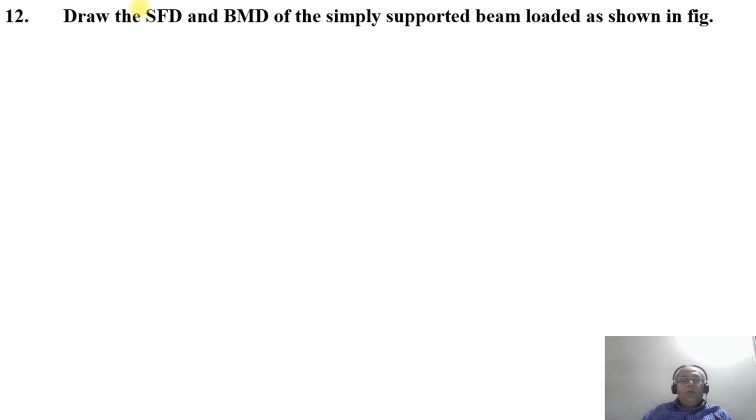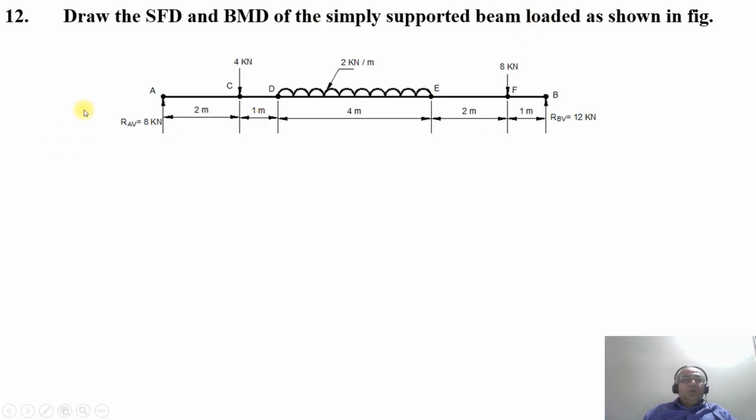Now, we'll take up one more problem on the simply supported beam, problem number 12. It reads: draw the SFD and BMD of the simply supported beam loaded as shown in the figure. So here you have a simply supported beam, and we have two vertical reactions acting upwards at A and B, which are RAV and RBV.